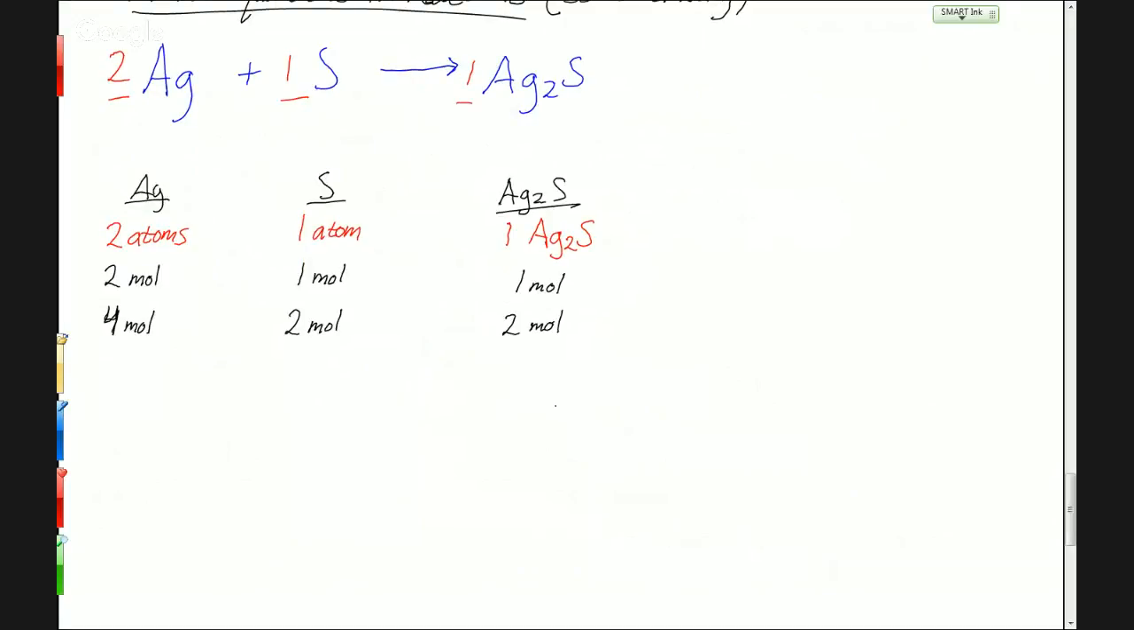What if we didn't have such nice numbers? What if we had 1.5 moles of this? How much sulfur would we need? Right, half.